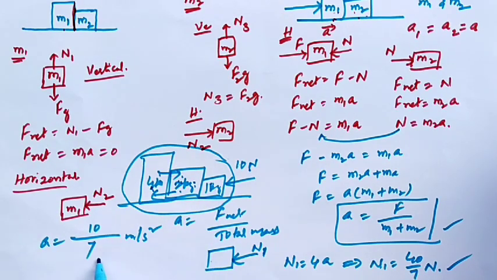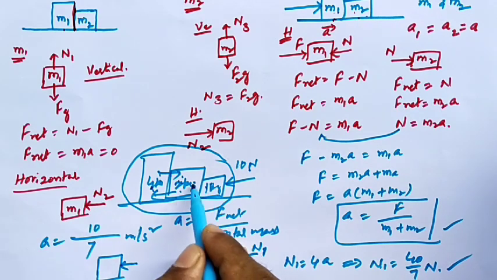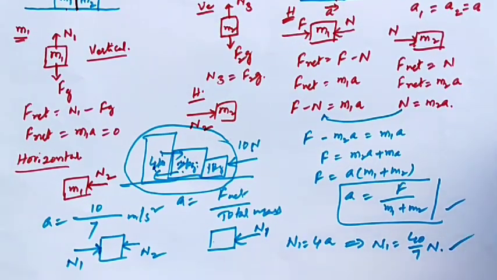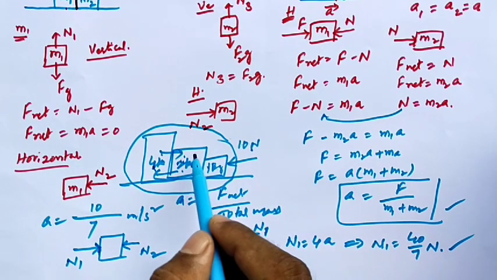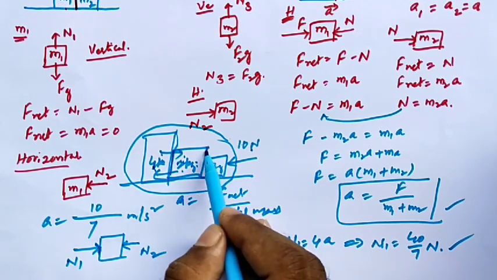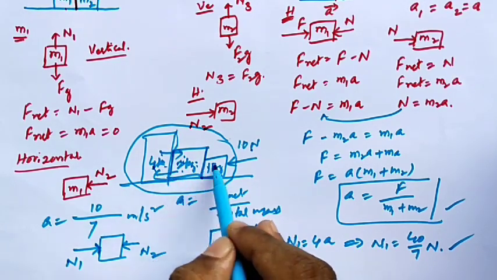Let us see. For the 2 kg block, what is the free body diagram? One is the force applied by the 1 kg block on the 2 kg block. Let us take that as N2. Second one is the force applied by the 4 kg block on the 2 kg block. That is N1, already taken. On the 2 kg block, two forces are acting. These two are normal forces only, because the 2 kg block is in contact with the 4 kg block as well as the 1 kg block. So two normals will come.